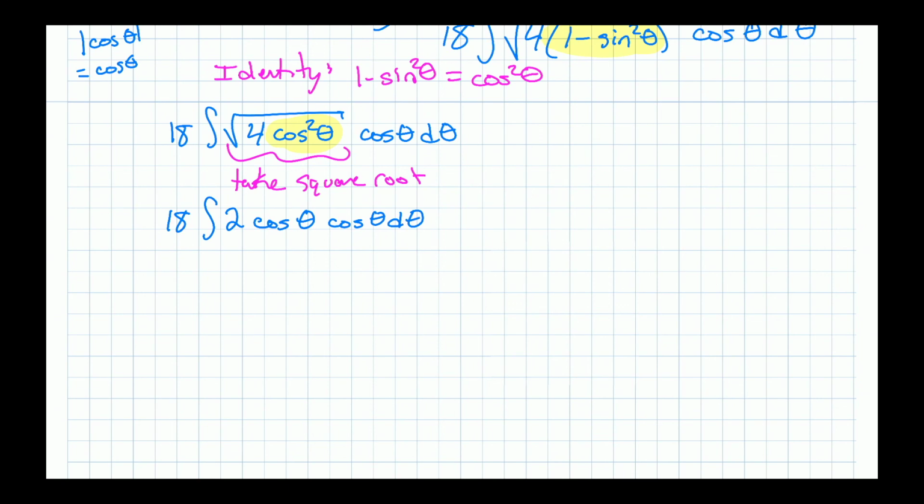Okay, so we're back here. We took the square root. We did not use an absolute value, which means I can go ahead and combine these two cosines. Take the 2 out. We're going to get a 36 integral. Cosine times cosine is cosine squared theta d theta.